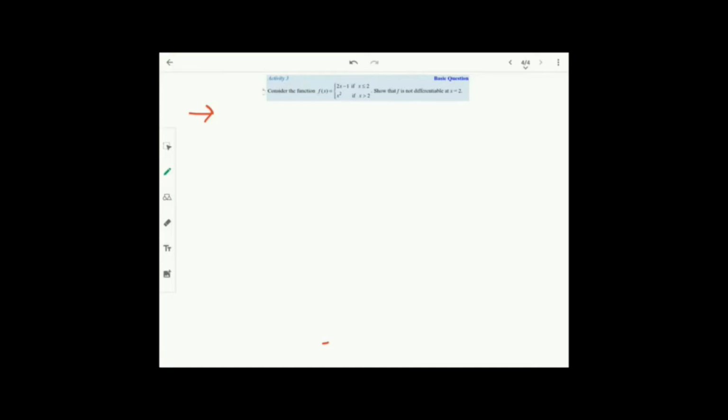Now, many of you must have tried to find the left-hand derivative and the right-hand derivative and showed that they are not equal to prove that it is not differentiable. But just a few seconds ago, I had said, if it is not continuous at the point, it is not differentiable. So I'm going to use that statement and say, let's find the limit as x goes to 2 minus of f of x. Well, that's this function right here, which gives us 2 times 2 minus 1, which is 3. And now let's find the limit as x tends to 2 plus of f of x, which is 2 squared, which is 4.